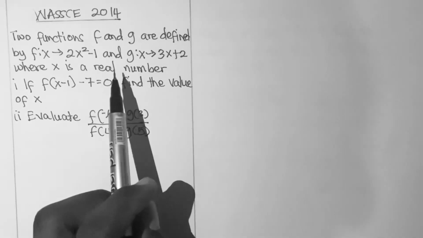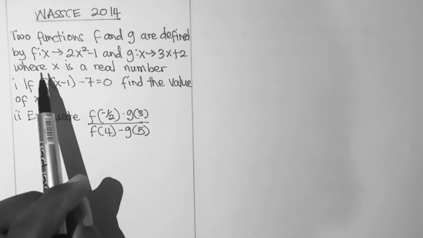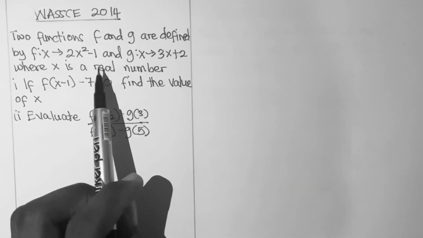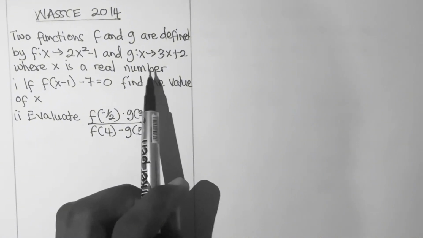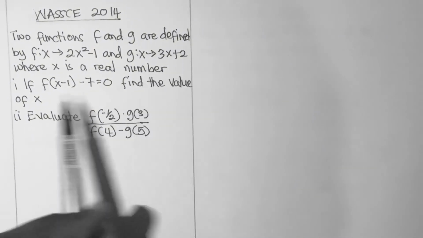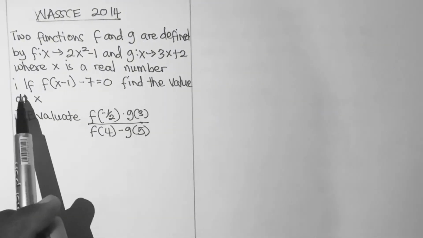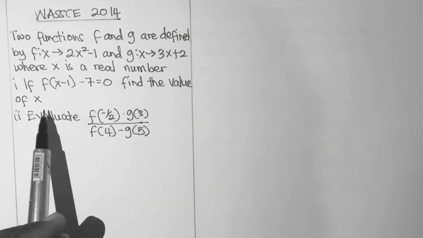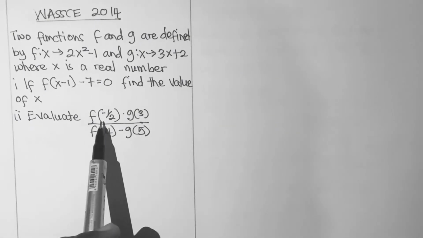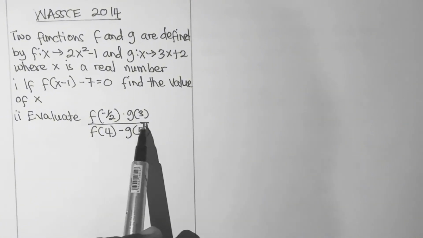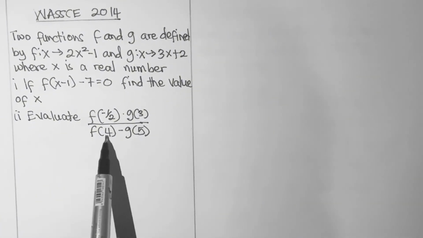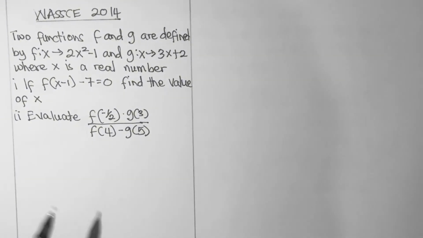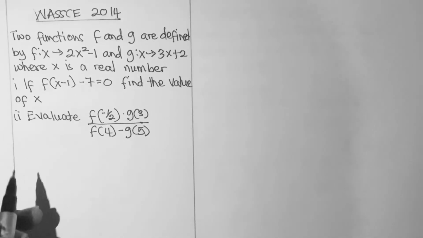Two functions f and g are defined by f: x maps to 2x squared minus 1, and g: x maps to 3x plus 2, where x is a real number. If f of (x minus 1) minus 7 is equal to 0, find the value of x. And then I evaluate f of minus 1 over 2 times g of 3 divided by f of 4 minus g of 5. So let's start with the first part.